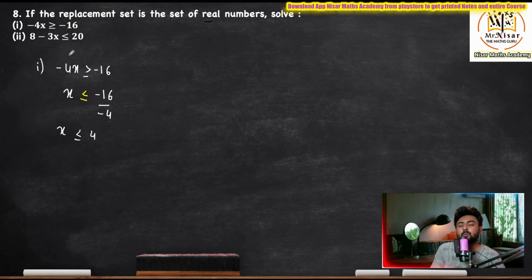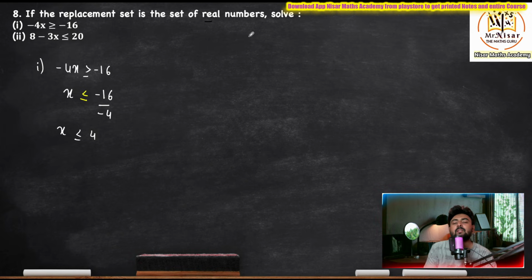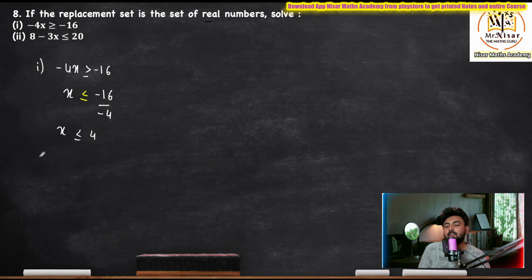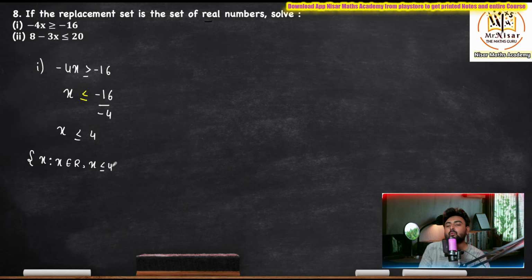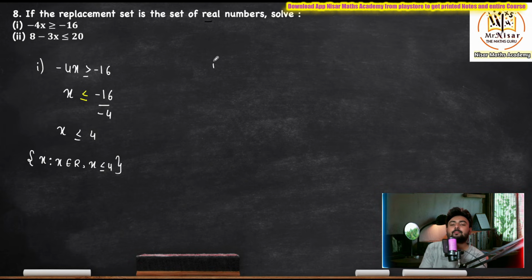Now children, here you see the replacement set is given as real numbers. So how will we write the answer here? See, writing the answer is very important here. See how I write it. x belongs to real numbers. Okay, this we have studied in sets, how to write the answer. Then a comma, x is less than or equal to 4. This is your answer. Simply you will say x belongs to real numbers, and then move on. Yeah, then we have the next question here.